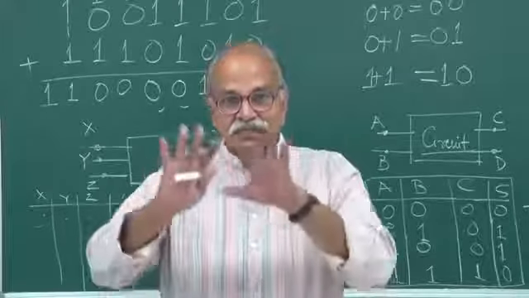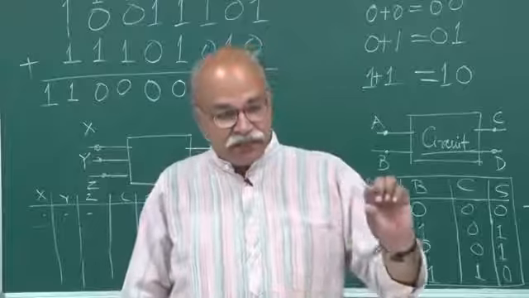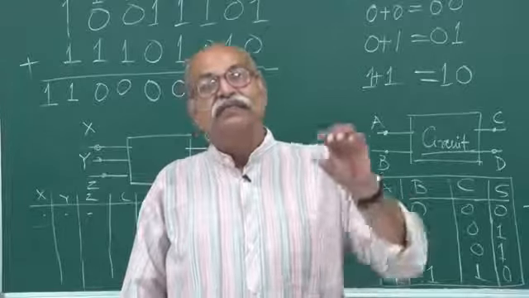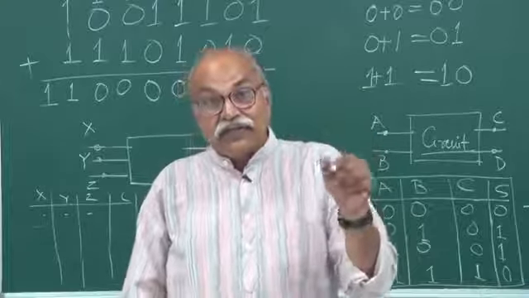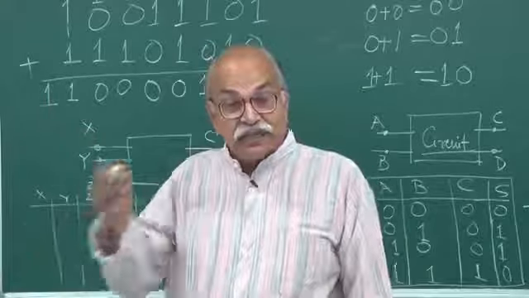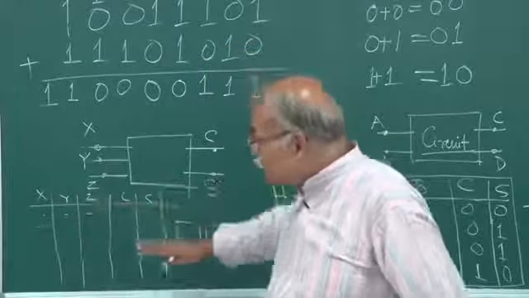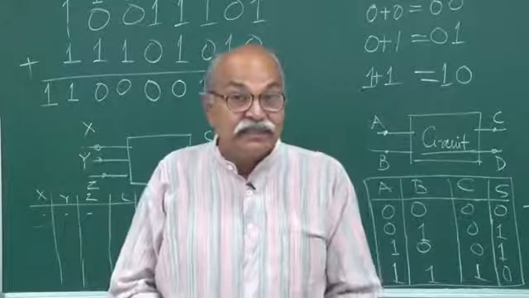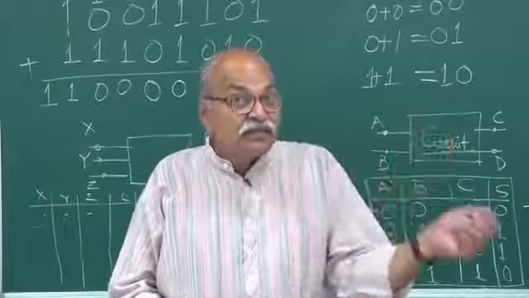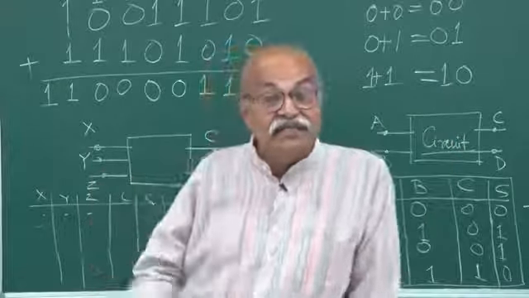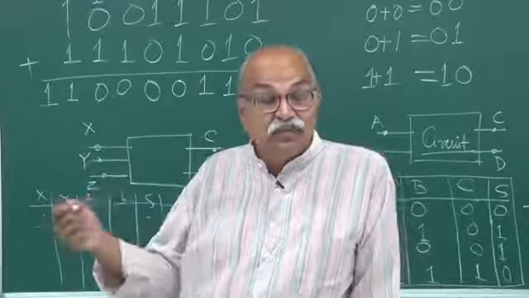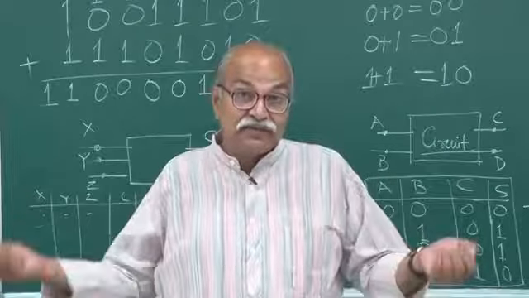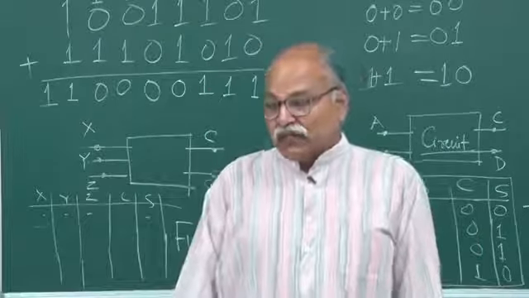But then the design is such that if the voltage is in this range, I call it 0, and if the voltage is in that range, I call it 1, and similarly for output and for input, then I should get this truth table implemented. So that is the digital circuit. It takes digital inputs and gives digital outputs. There could be one output or more outputs, one input, two inputs, three inputs, and so on.